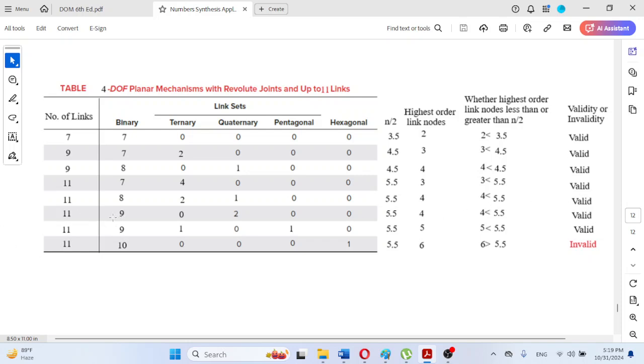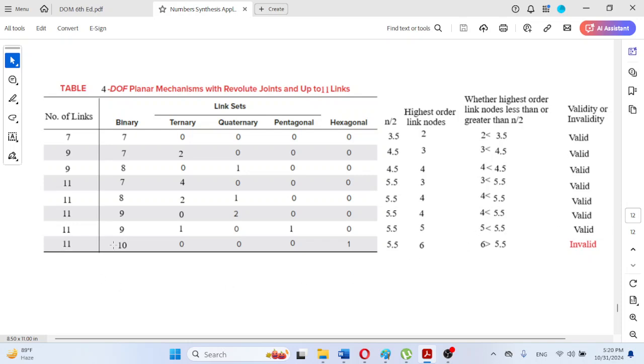And this set shows that there are 9 binary links and 2 quaternary links. Again the highest order link is quaternary, which has 4 nodes, and this is less than the half count of the number of links, so this is also a valid linkage. And this second last set states that there are 9 binary links, 1 ternary link and 1 pentagonal link. Here we observe that the highest order link is pentagonal, which has 5 nodes, so 5 is also less than 5.5, so this is also a valid linkage.